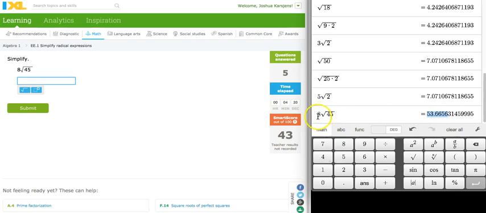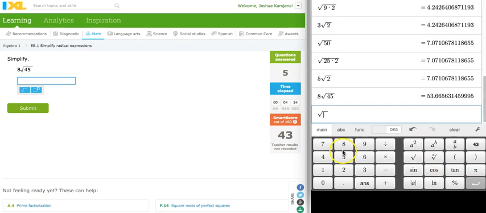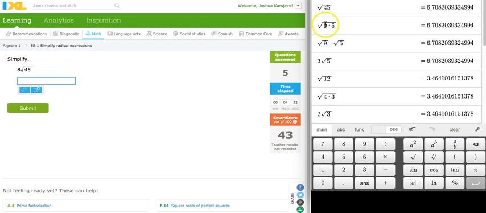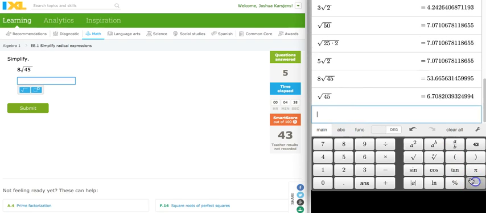So I'm going to ignore the 8 for a second. I'm just going to simplify the square root of 45. Type slowly. I think we did this one already, didn't we? Hey, look, it's right up there. So 9 times 5, 3 rad 5. Okay, sweet. Hit enter: 3 rad 5.